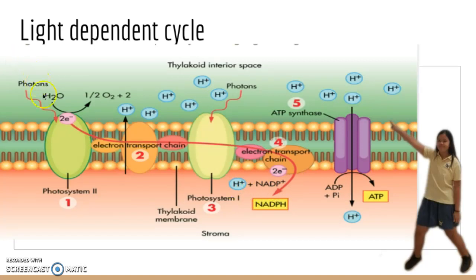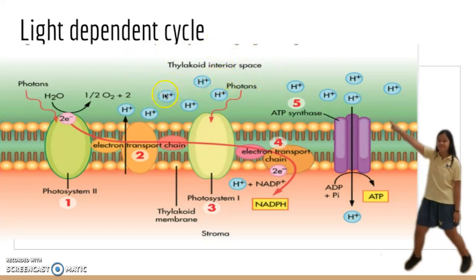Water in the chloroplast gets split up into oxygen and hydrogen ions. Because oxygen is not needed in the process, it is released back into the atmosphere. The hydrogen ions stay in the thylakoid interior space.